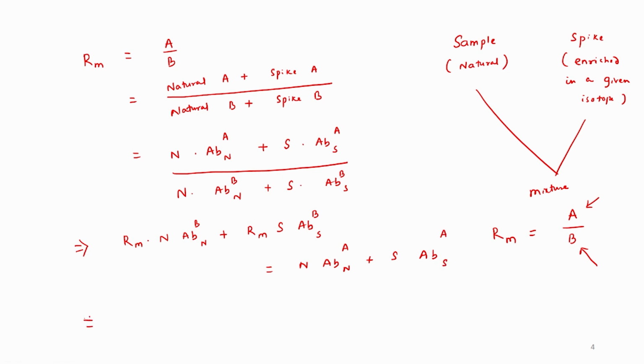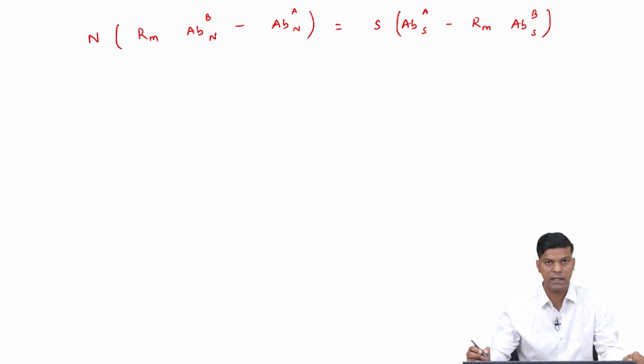If I take N common, this is N into (Rm abundance B N minus abundance A N) is equal to S into (abundance A S minus Rm abundance B S). This is what we derived in the previous page.